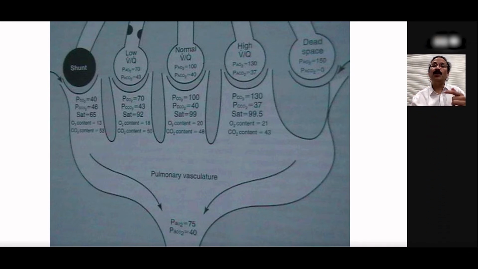Now I will try to put it in the form of a patient, because this becomes too bookish or too theoretical. Now this same person whose saturation had dropped to 85, say he was somewhere between the normal VQ mismatch and the shunt, that is the low VQ. You can see that was a patient of consolidation where the ventilation was less and the perfusion was normal.